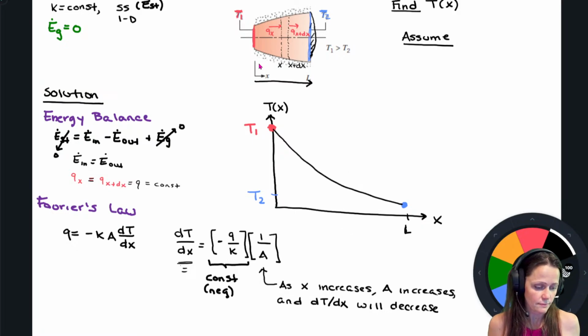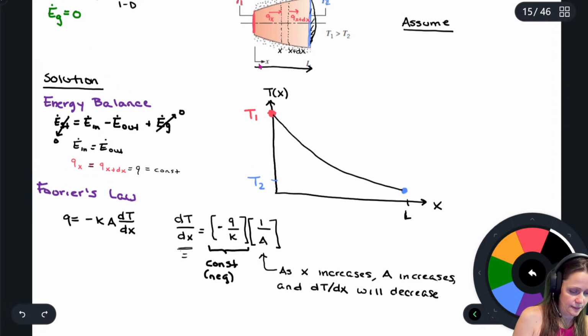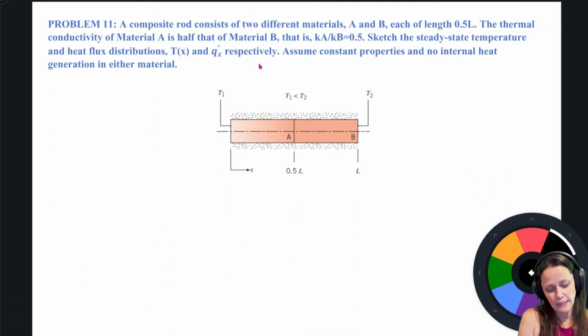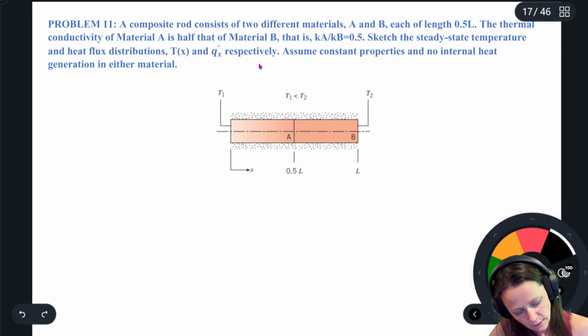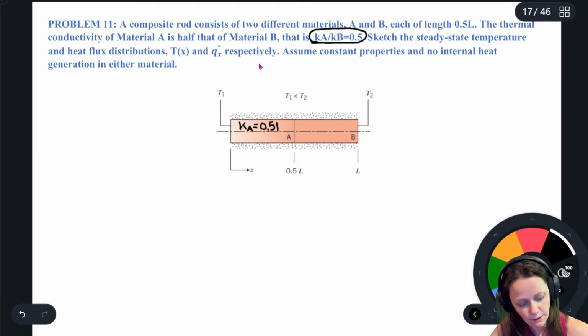Okay, so we've got another one that's kind of similar, another one of these drawing your temperature distribution. Here the cross-sectional area is the same all the way through, but we have different thermal conductivities. We've got a section with thermal conductivity Ka, and they tell us this is half of Kb, so 0.5 Kb. And this section is Kb.